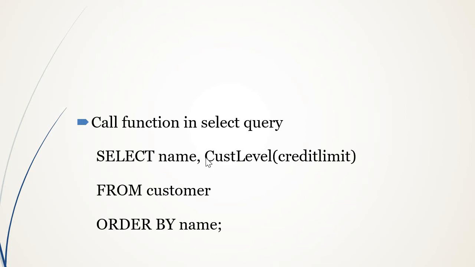Now this function is called, and based on the credit limit it will display the levels of the customers from the customer table, sorted by name in ascending order. If the order is not mentioned, by default it is in ascending order. So it displays the name of the customer and the level of the customer, sorted by name in ascending order, from the customer table.